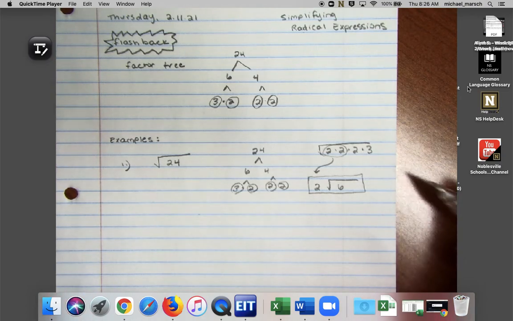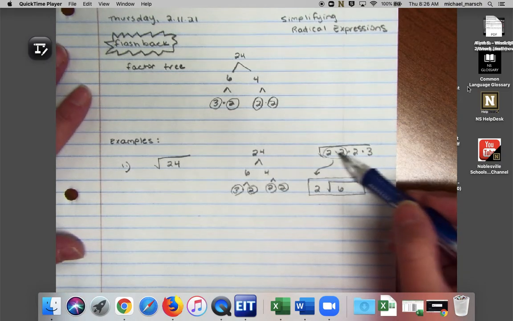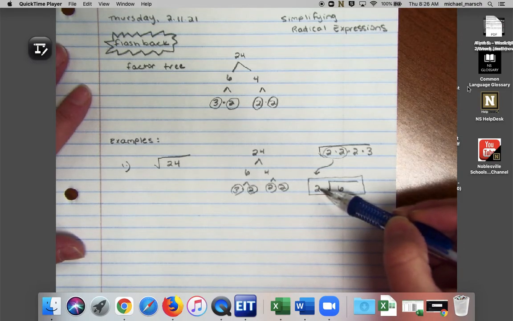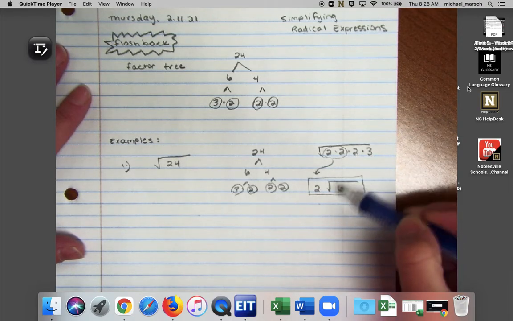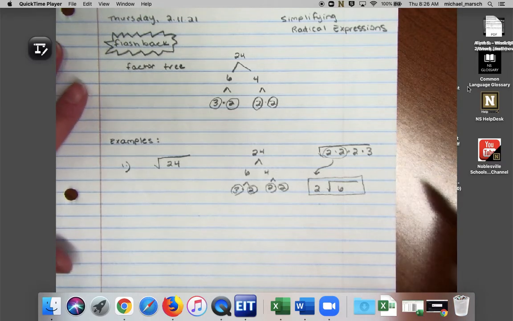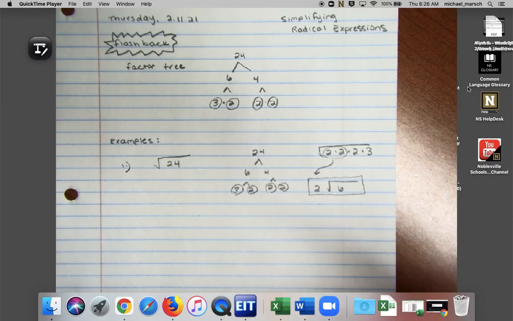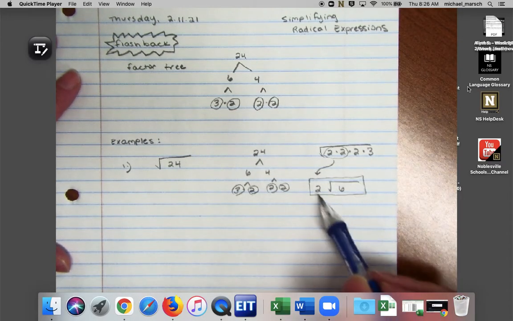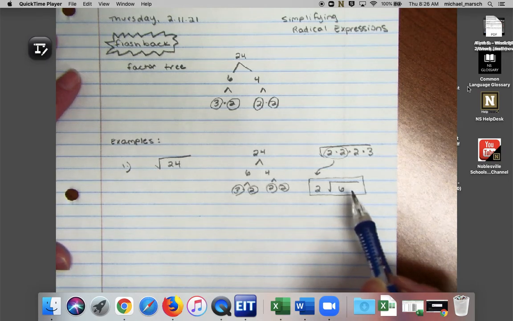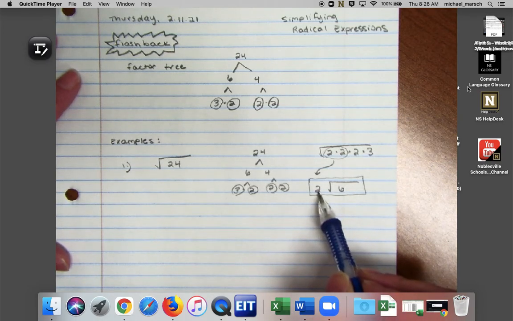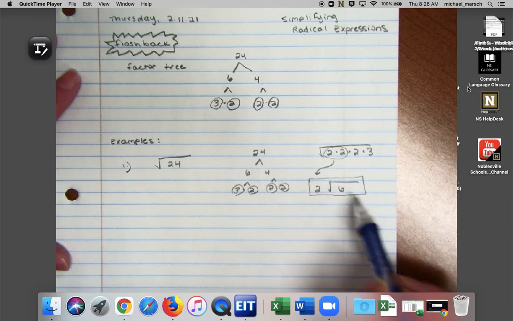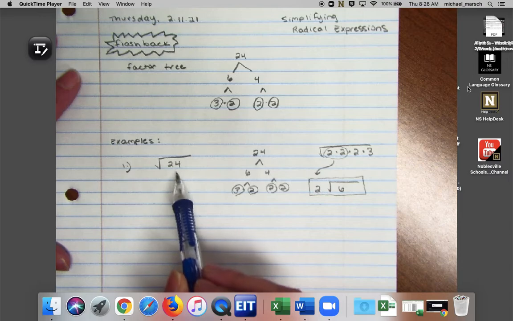What I usually tell students when I'm teaching this is look for buddies. If they have a buddy, it comes on the outside. If they're left alone, they have to stay inside. The way this works mathematically is, if I were to give you this and ask what it equals, it's 2 times 2 because I had the two 2s out here. So I'd have 4 times the square root of 6, and that would get me back to where I started.